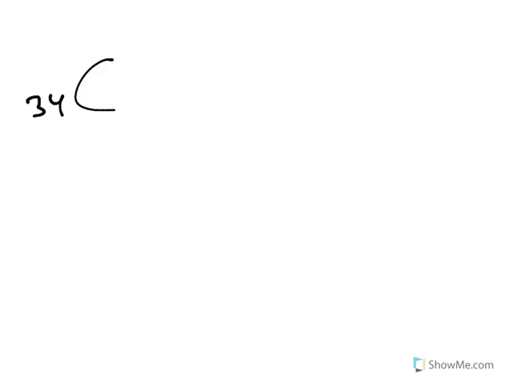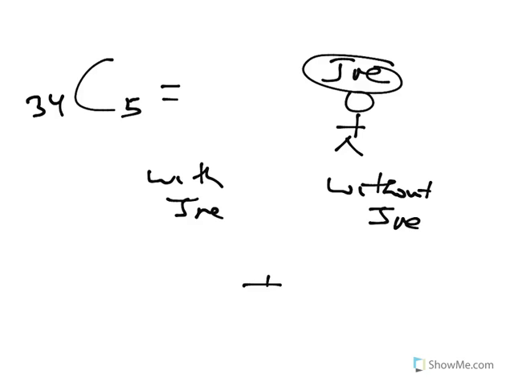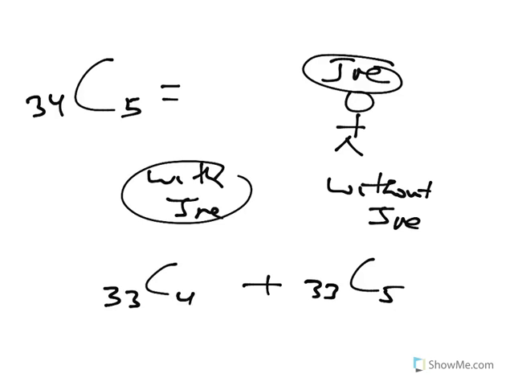Let's say there's 34 students in a class, and I want to make a 5-person committee. And here's a student I'm going to call Joe. These 5-person committees, some of them have Joe in them, and some of them don't have Joe in them. Those are the only 2 possible committees. Well, the committees that don't have Joe in them, there would be 33C5 of those, because I could pick all 5 people not using Joe. On the other hand, if they have Joe, then I have to just pick 4 people from the remaining 33. And this is sort of an intuitive way to think about that.